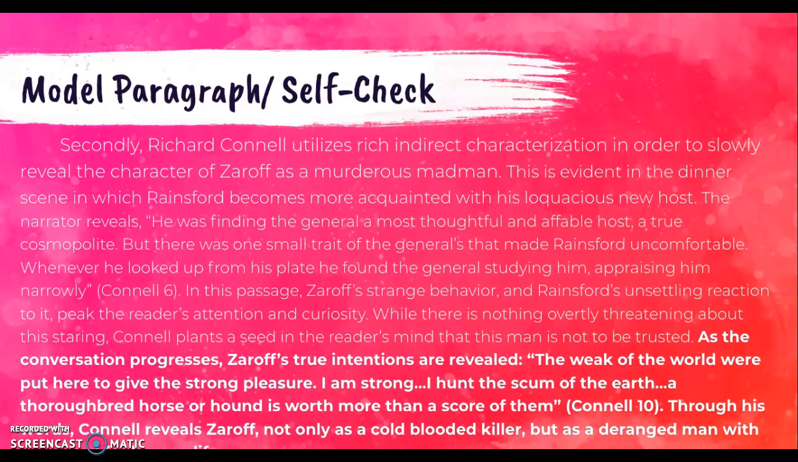Through his words, Connell reveals Zaroff not only as a cold-blooded killer, but as a dangerous man with no regard for human life. So again, I have really strengthened my paragraph by adding another bit of text evidence and explanation that just extends that analysis a little bit more. All right, make sure that you have done the same self-check against your own work before moving on to your third body paragraph.